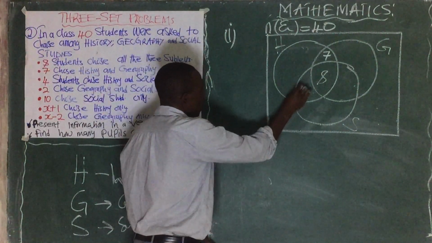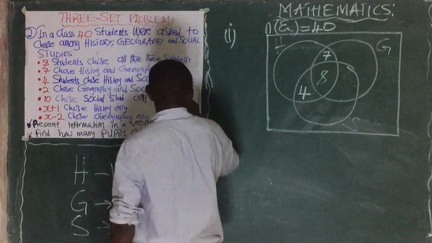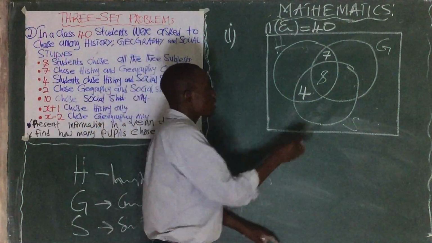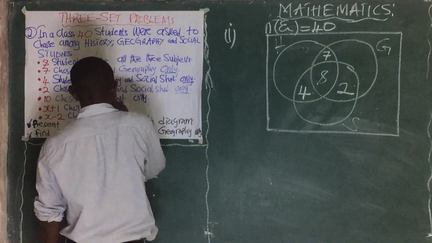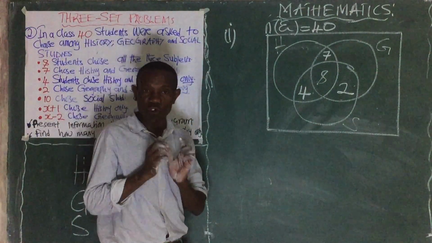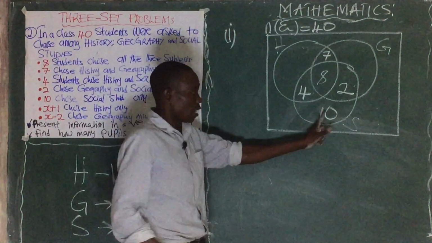History, social studies only, the space is here. And then talk of 2, geography and social studies only. Geography, social studies only is here. And then we also talk of 10, chose social studies only. Social studies only. And you'll be able to tell that this is the space under write a 10.